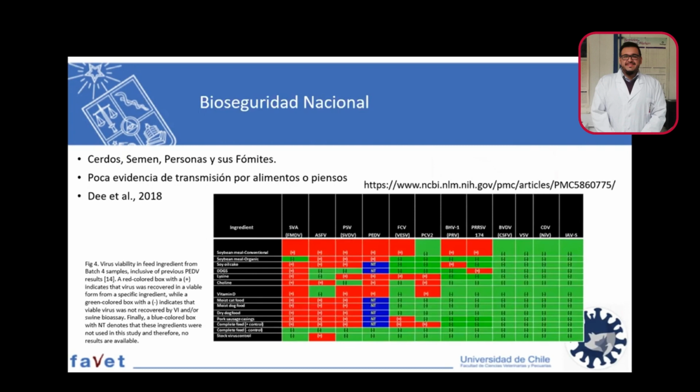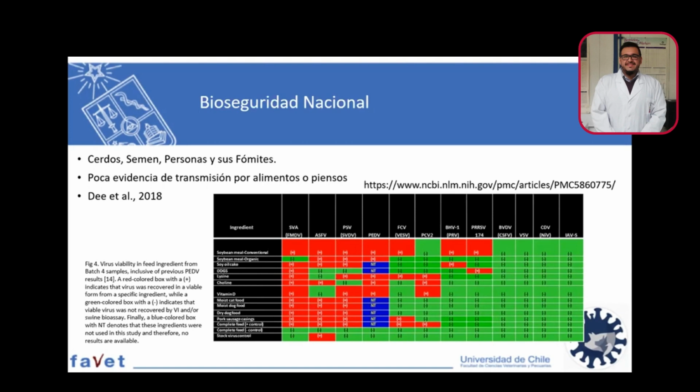But there is some evidence explaining the possibility for transmission through feed, grains, export grains. They might introduce certain viruses to the different countries, and as you know, raw material for the preparation of food, at least in Chile, are all imported.